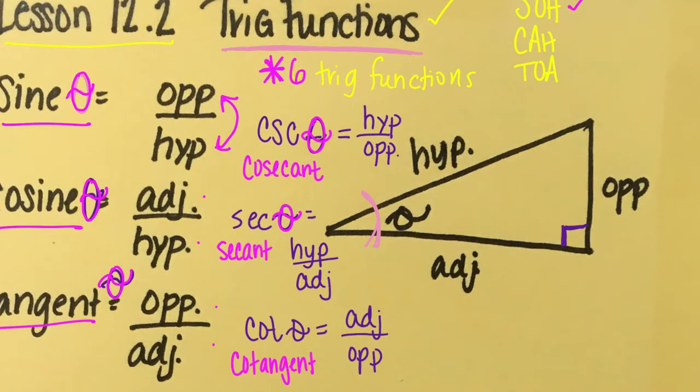Now what does that mean? We're looking at this triangle right here, and we call this angle theta. If this is theta, the opposite would be straight across. The adjacent is the side right next to it that's not the hypotenuse, and the hypotenuse is across from the 90-degree angle.